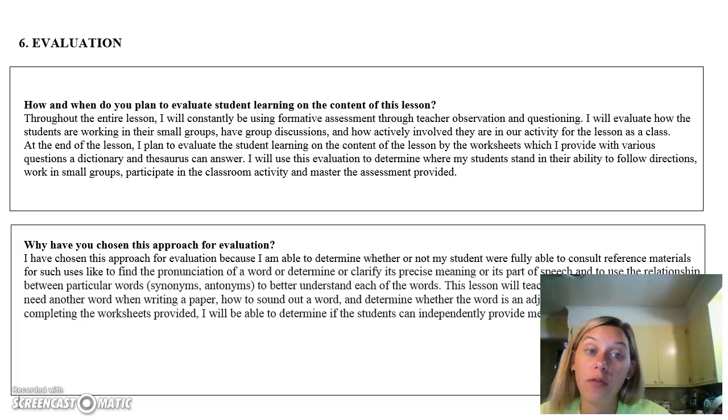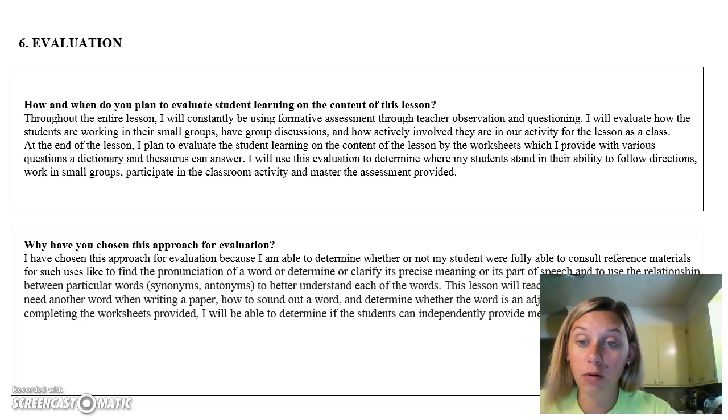I chose this approach for evaluation because I am able to determine whether or not my students will fully be able to consult reference materials for such uses like find the pronunciation of a word, or determine or clarify its precise meaning or its part of speech, and to use the relationship between particular words. These would be the synonyms and the antonyms to better understand each of the words, or the opposite of the word.